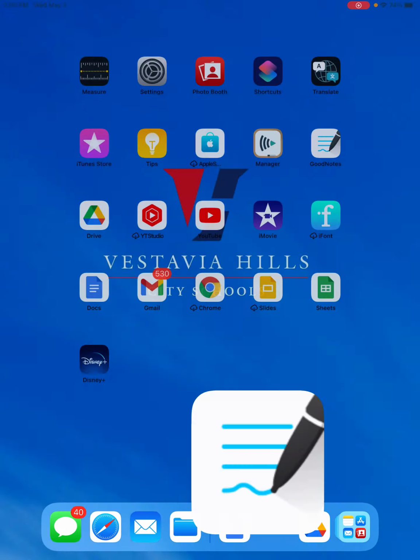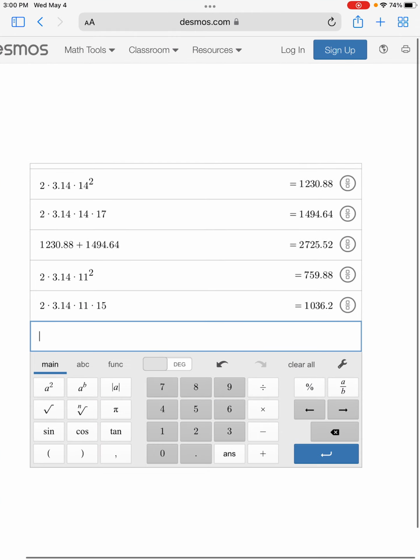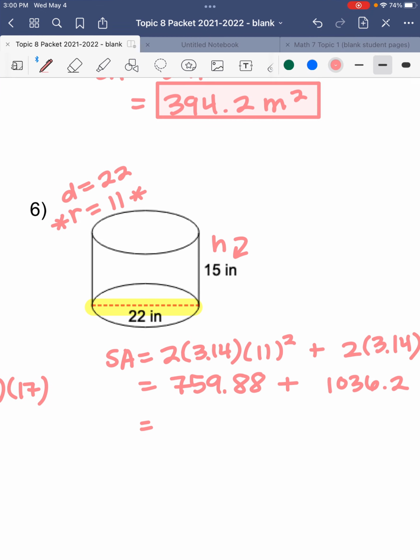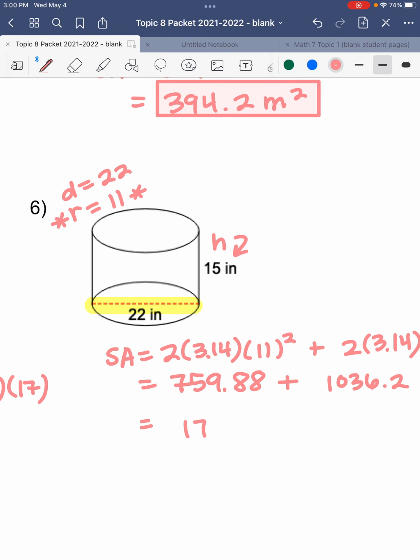So now I'm just going to add those two pieces together. So back to my calculator. We have 759.88 plus 1036.2, and I get 1796.08. So 1796.08 square inches is the surface area of this cylinder.